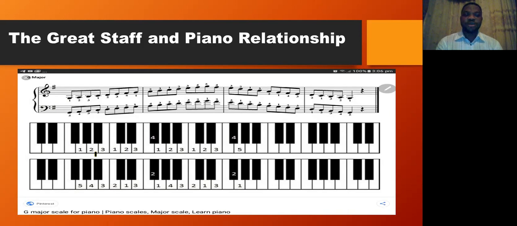Finger 1 plays G, 2 plays A, 3 plays B. While finger 1 will cross over here and play 1, 2, 3. Then the fourth finger will play the F sharp in the G major scale. Then you have your 1, 2, 3, then 1, 2, 3, 4, 5 for the right hand.